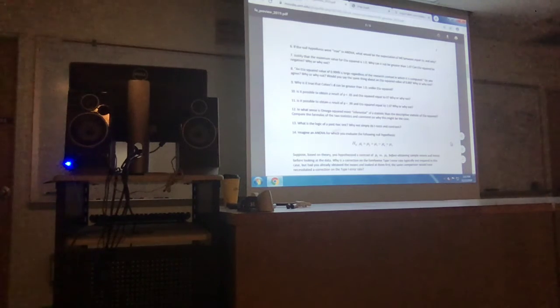Would you say the same thing about an eta squared value of 0.8? Why or why not? Okay, something to think about. Eta squared 0.99999 versus 0.8. We've talked about contextualizing our effects. How do you determine whether an effect is large or small? Why is it true that Cohen's d can be greater than 1, unlike eta squared? Is it possible to obtain a result if p is less than 0.05 and eta squared equal to 0?